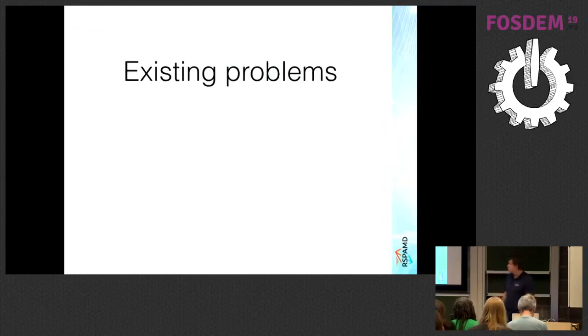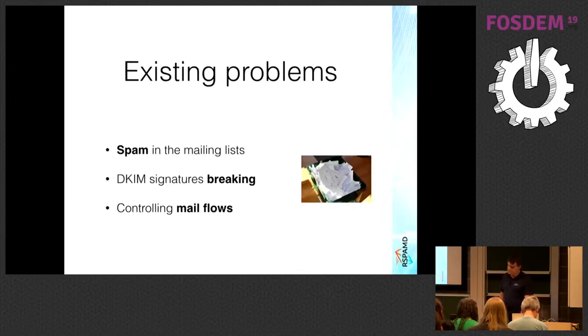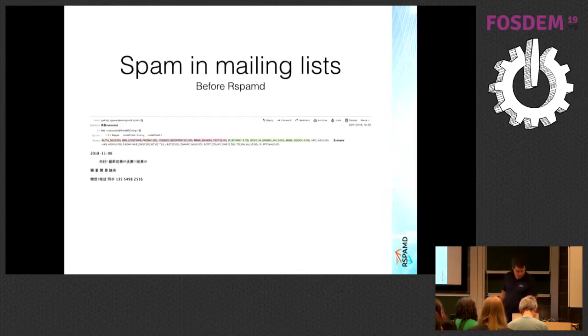So what problems have we tried to resolve with Rspamd? The first one is actually spam in the mailing lists. We don't like spam. Nobody likes spam. Another problem, which was also quite important, was that we break DKIM signatures when they pass through Mailman. And we wanted to do some sort of control of our mail flows because we had completely no understanding of how mail goes and how to make it better.